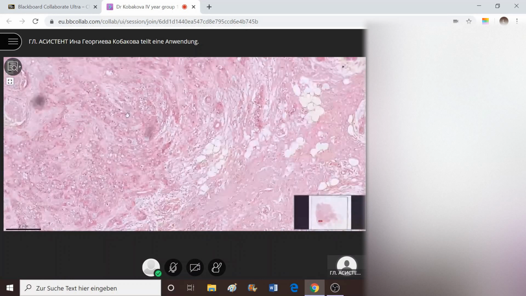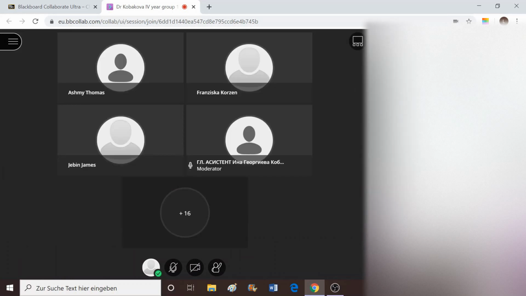Anyway, so next thing would be liver changes in chronic myelogenous leukemia. Let me share it with you.